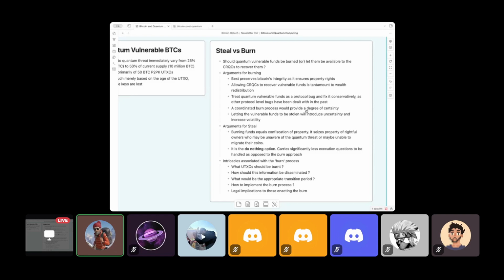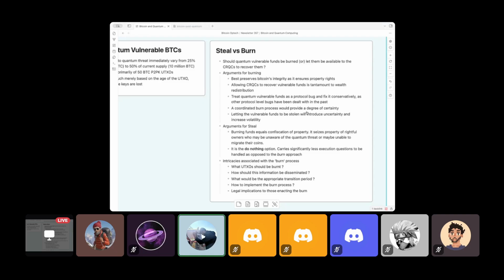And also, in the post quantum world, there is going to be a lot of chaos and uncertainty. Burning sort of minimizes this chaos or uncertainty. So you can fix schedules for the burn, or you can pre-announce schedules for the burn and then just execute it.